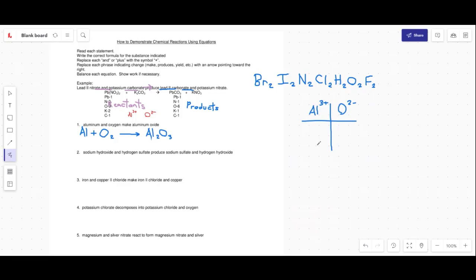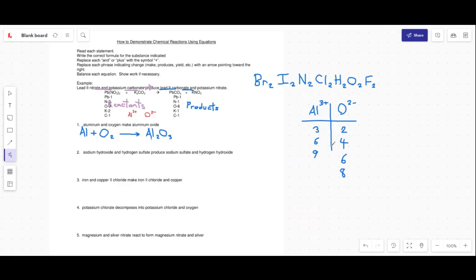So I look for what is the lowest common multiple of 3 and 2. So what's a multiple of 3? Well, that's just counting by 3. So it's 3, 6, 9, etc. And then same thing with oxygen. 2, 4, 6, 8.